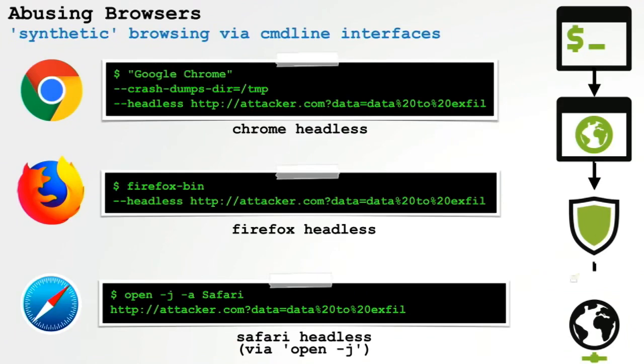An even better way to generically bypass all firewalls is to abuse the browser's command line interfaces. All the major browsers now support synthetic browsing via the command line. Really doesn't get easier than this. So again, the firewall will see these connections, but will allow them as it really just appears like it's the user's default browser browsing to some endpoint, which is what browsers do.